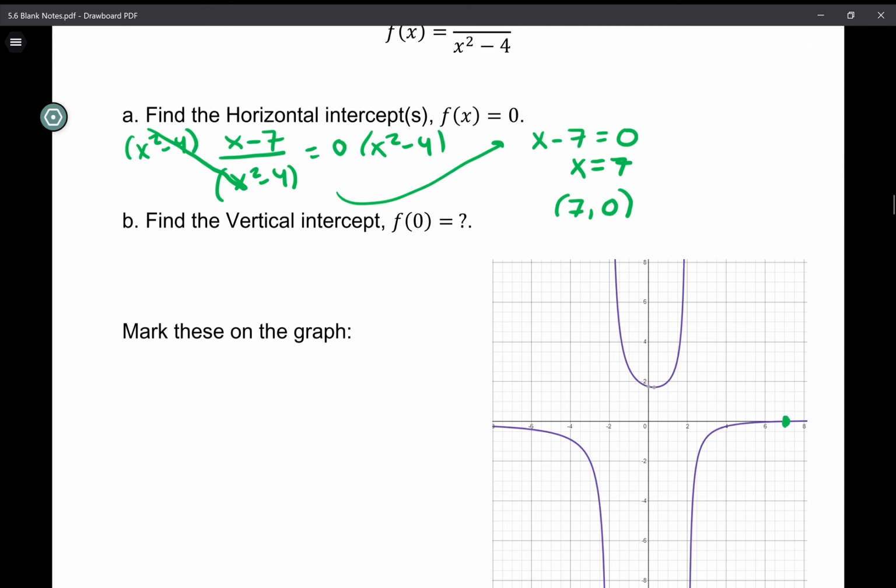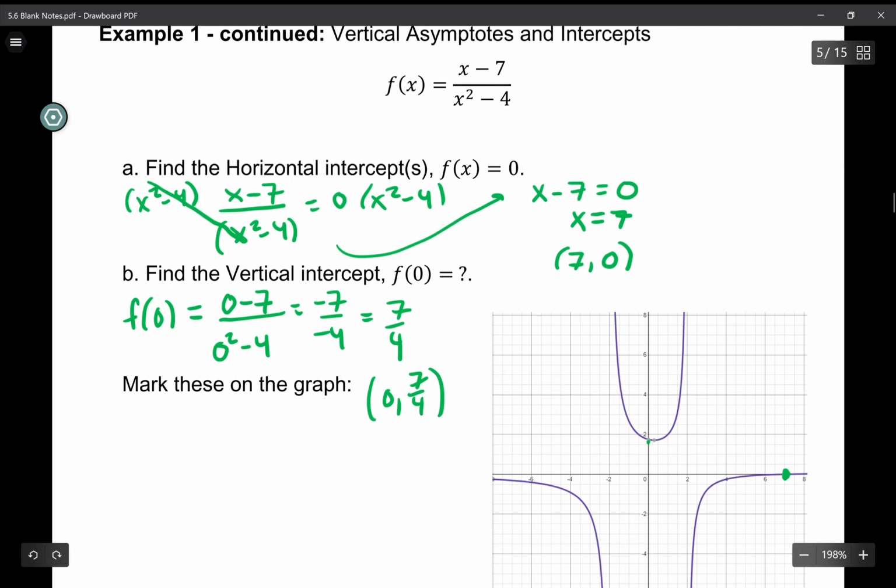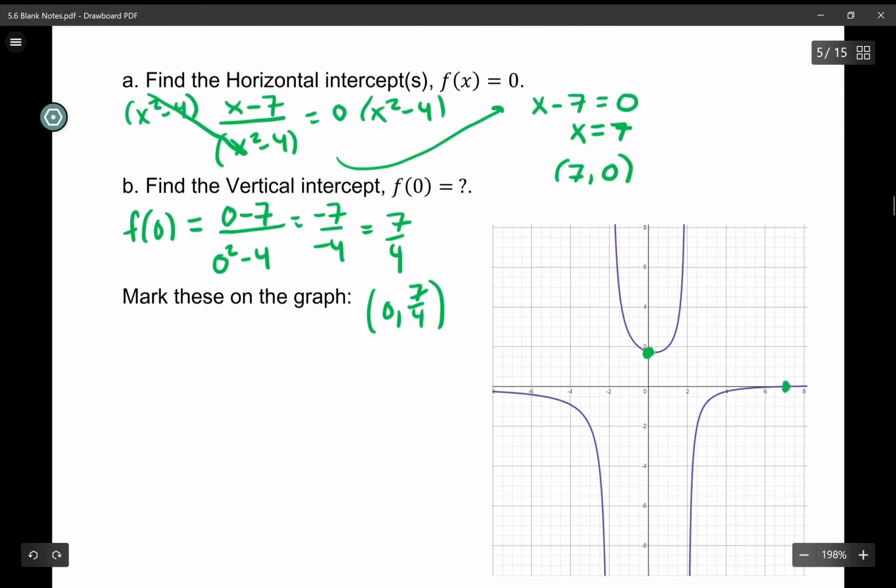How do we find the vertical intercept? Well, this is the same for all functions. To find the vertical intercept, you find where x is equal to 0, or you evaluate f of 0. f of 0 is going to be equal to (0 minus 7) over (0 squared minus 4), which is equal to minus 7 over minus 4, which becomes 7/4. So that's the point over 0 up 7/4. And let's mark that on the graph too. Right there, that's our vertical intercept.